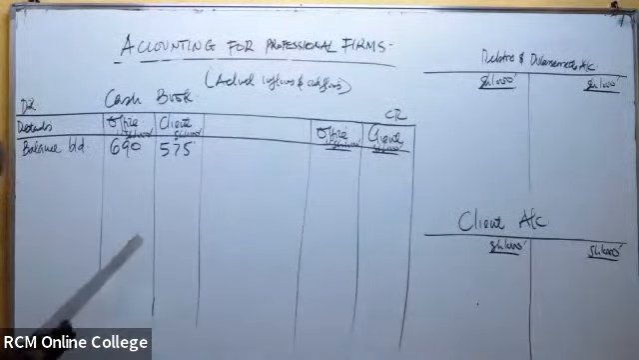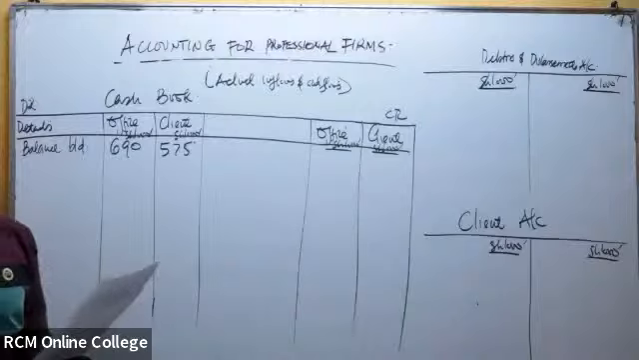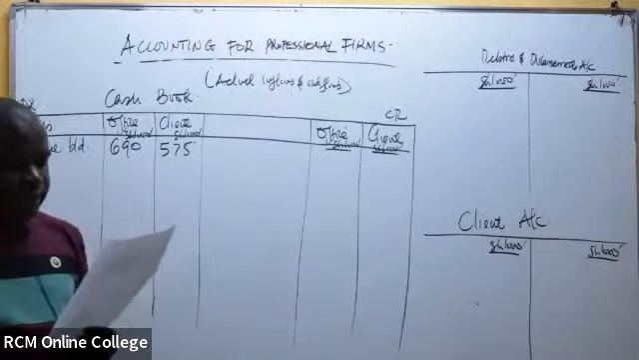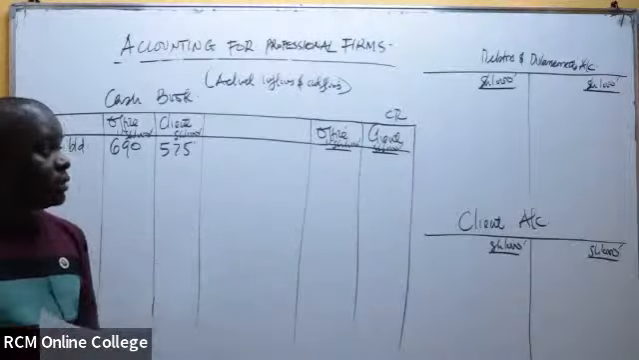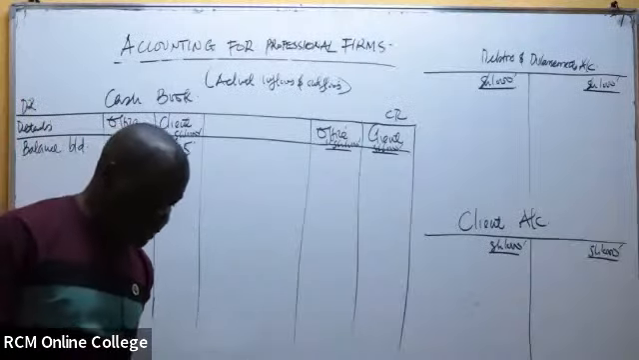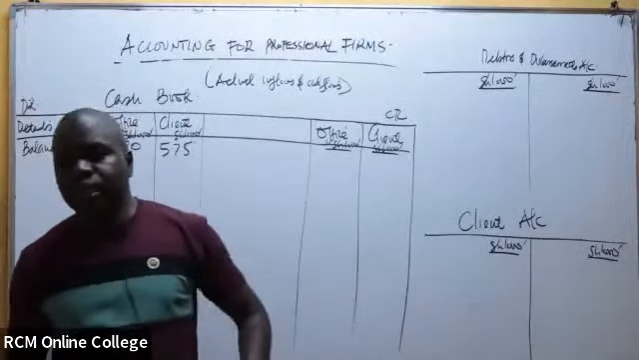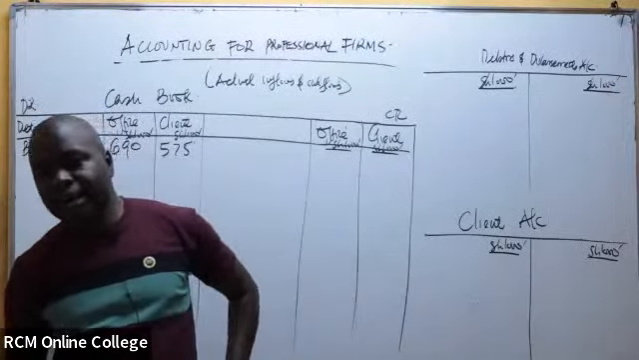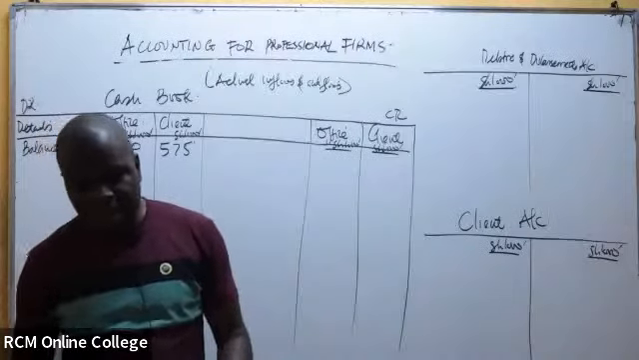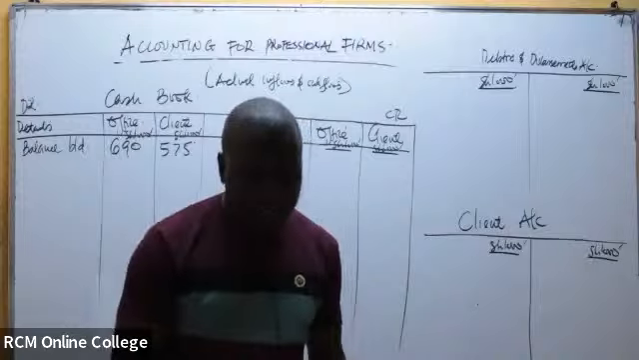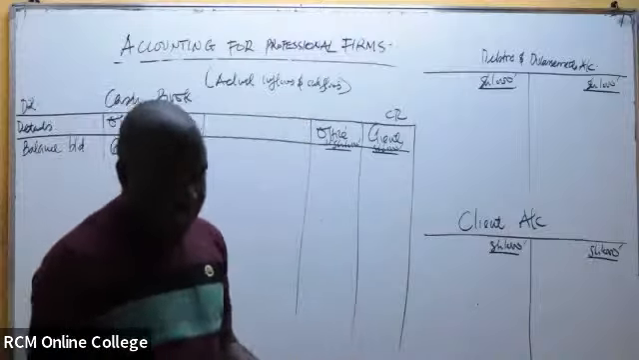So note number one: charged a client 14,700,000 for services rendered during the year. In this case, you've just been told they charged a client. So whenever they charge a client, this client becomes a debtor.